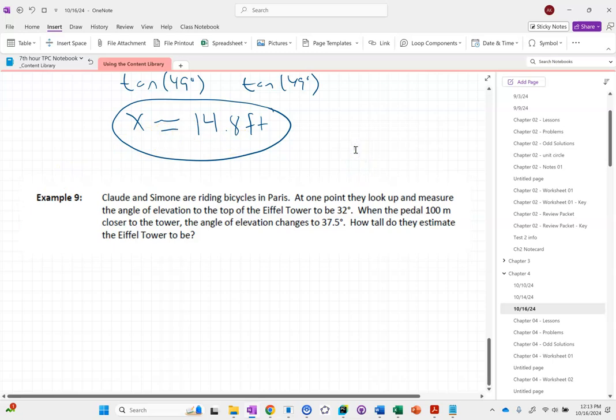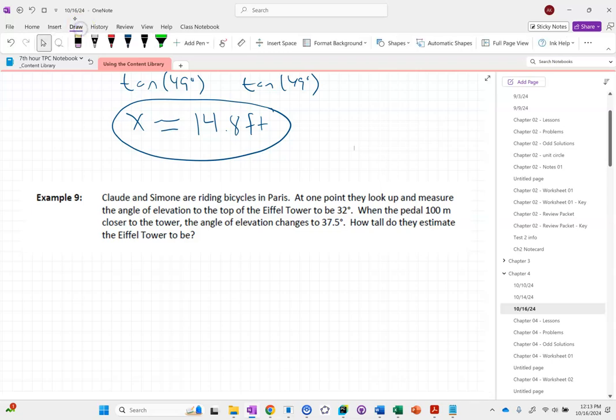All right. This says that Claude and Simone are riding bicycles in Paris. How romantic. At one point, they look up and measure the angle of elevation to the top of the Eiffel Tower to be 32 degrees. When they pedal 100 meters closer to the tower, the angle of elevation changes to 37.5 degrees. How tall do they estimate the Eiffel Tower to be?